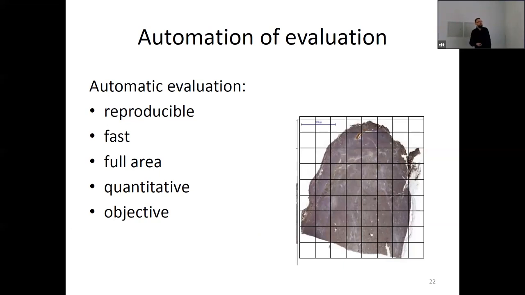Okay, so the idea of automation of evaluation and applying image processing for digital pathology was to make the evaluation reproducible, make it faster, see the whole area and quantify the cells in the full area of the tissue, and make it quantitative and objective.